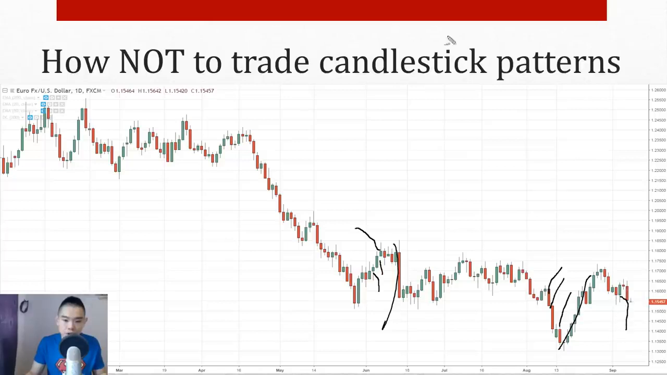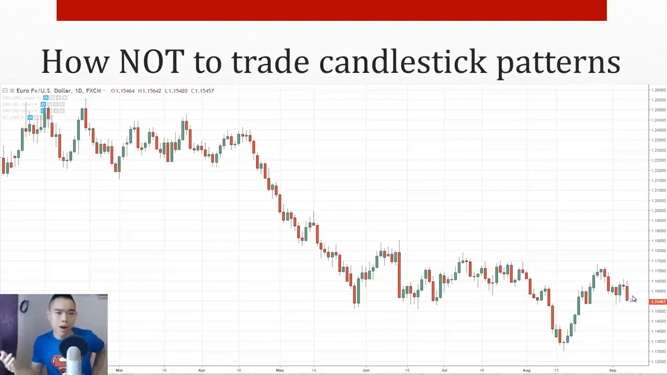lower prices. This candle, let me go long. Bam, the market reverses. What's going on? Why is that so? I'll explain why shortly.